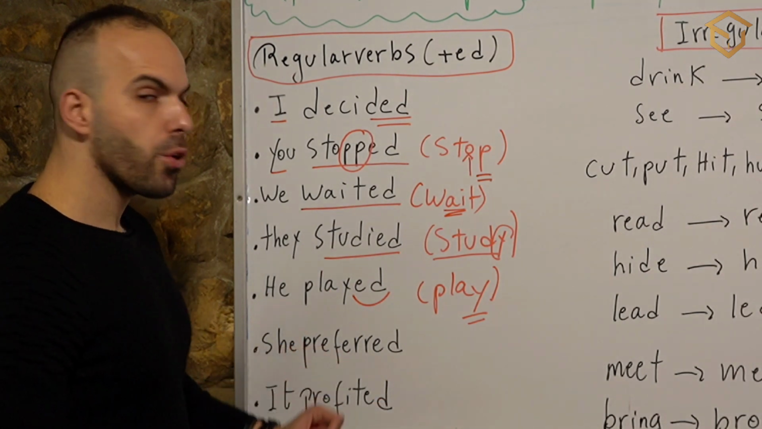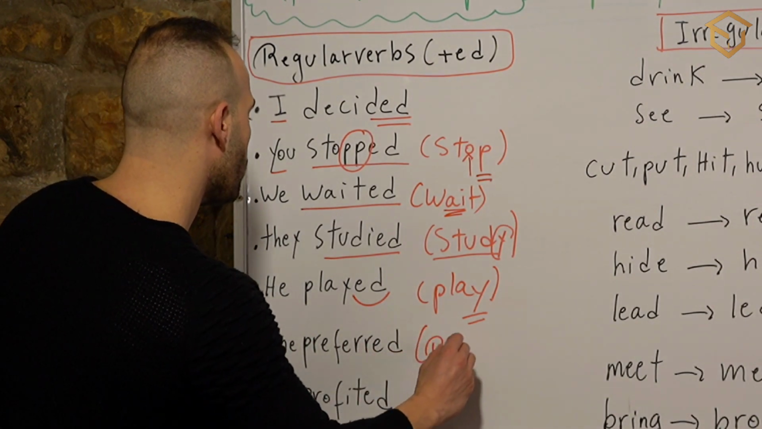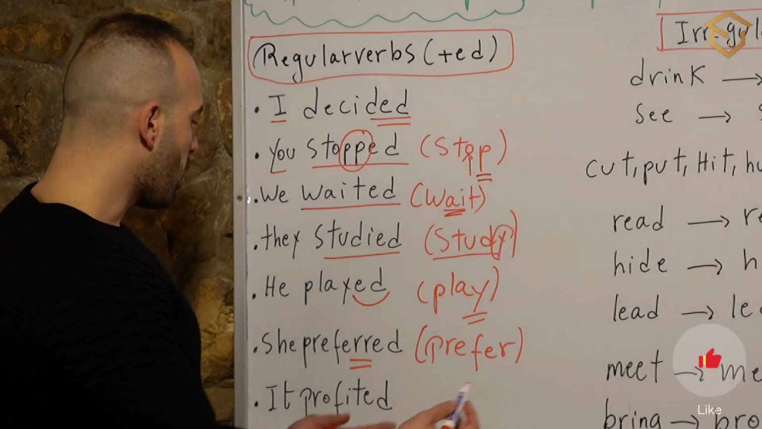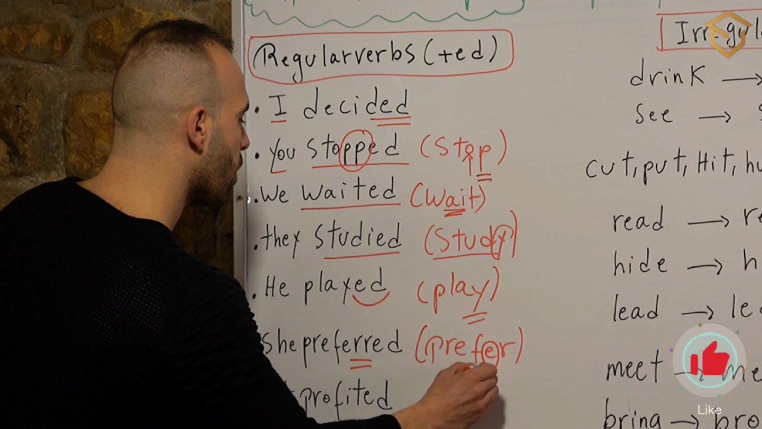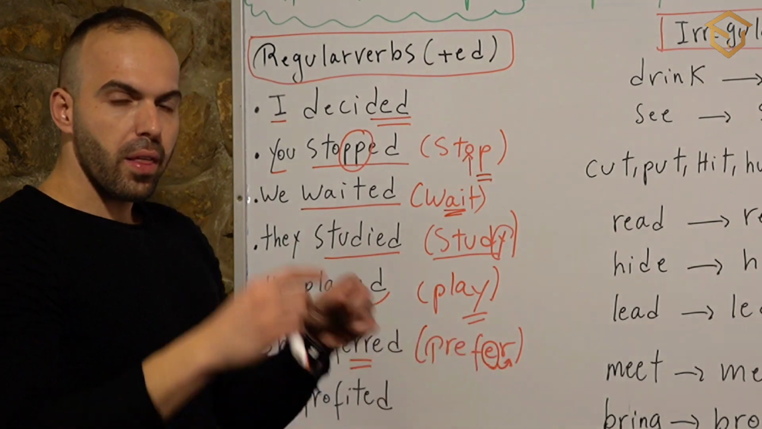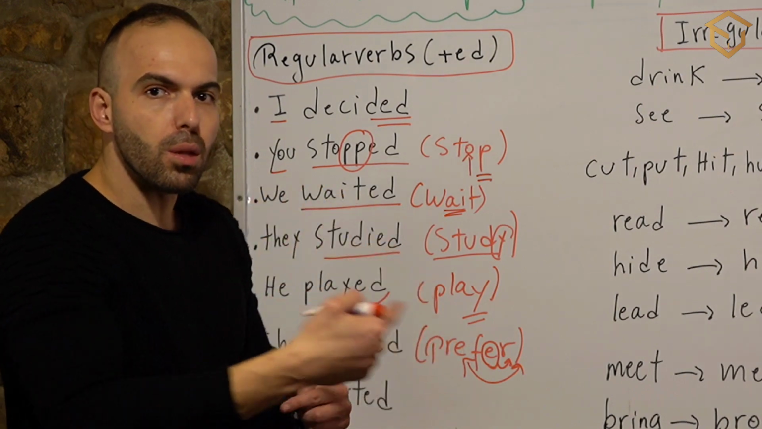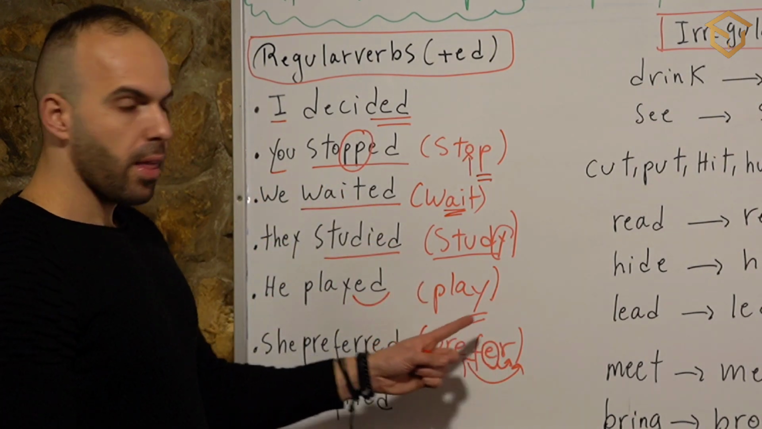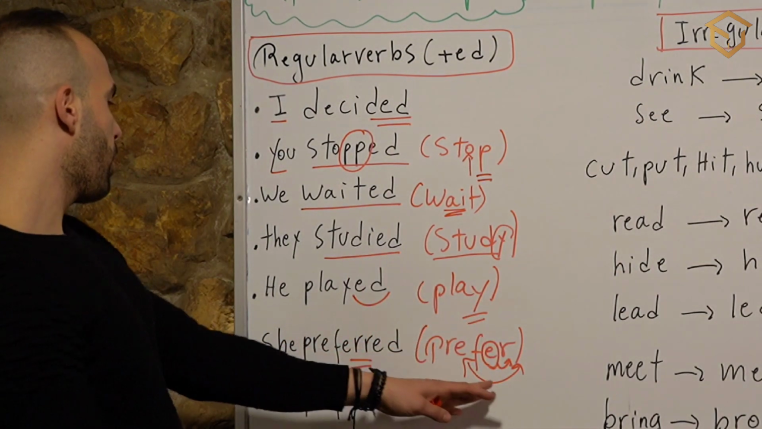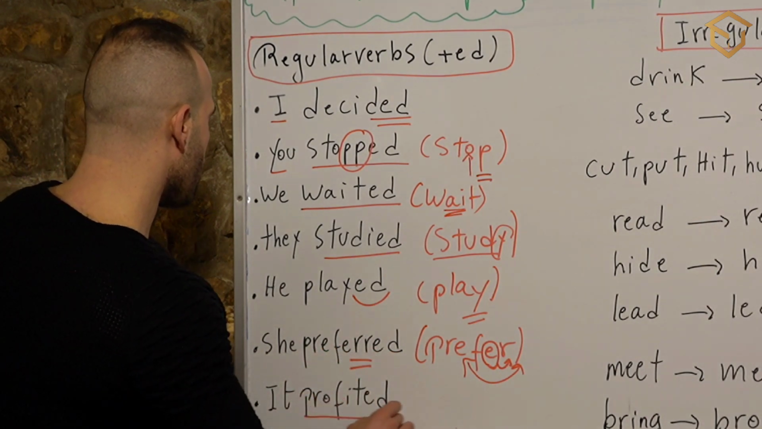Now we have she preferred. As you can see, the original form is prefer. We double the R because we have a vowel that comes before the last letter. Also, in prefer, the stress is on the last syllable. When the stress is on the last syllable, we double the last letter. So prefer becomes preferred.